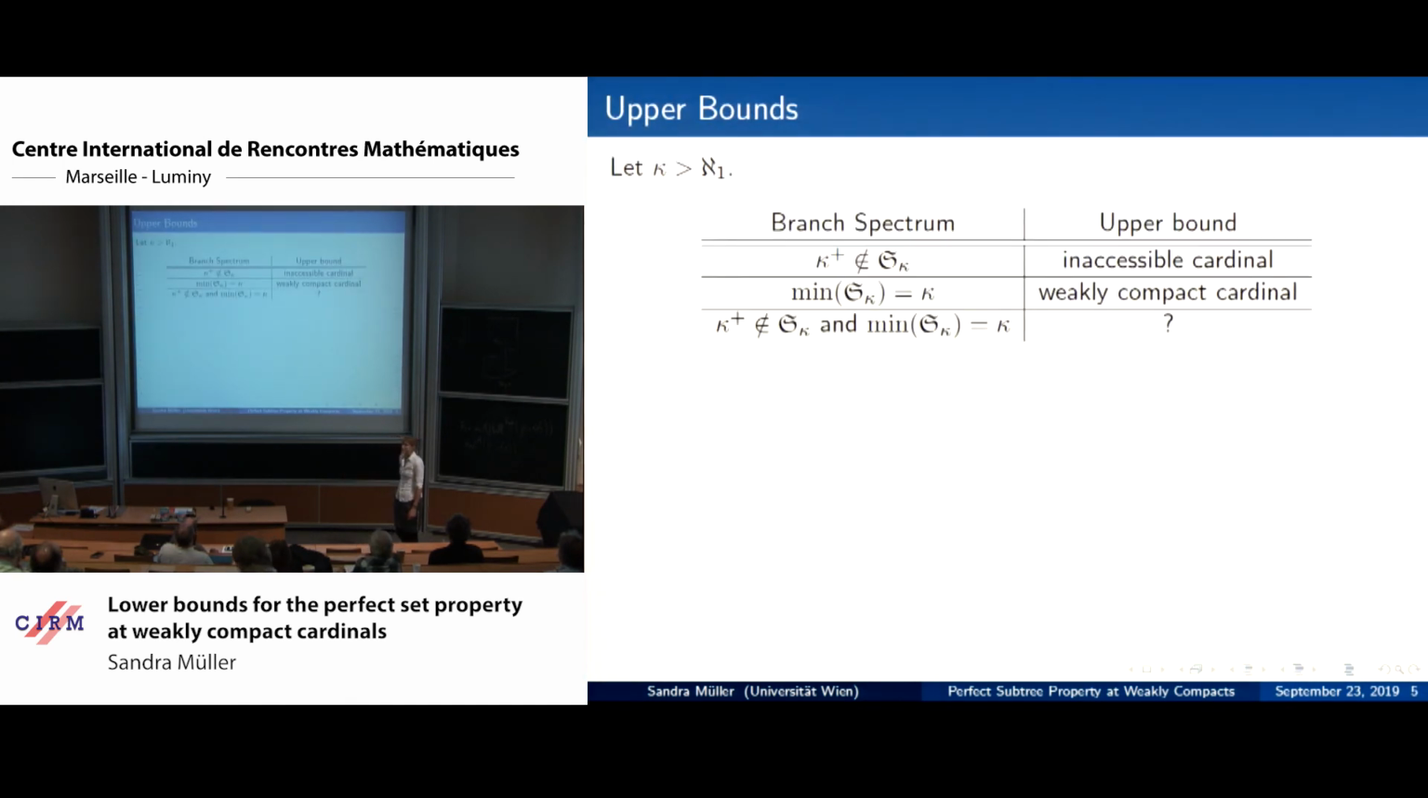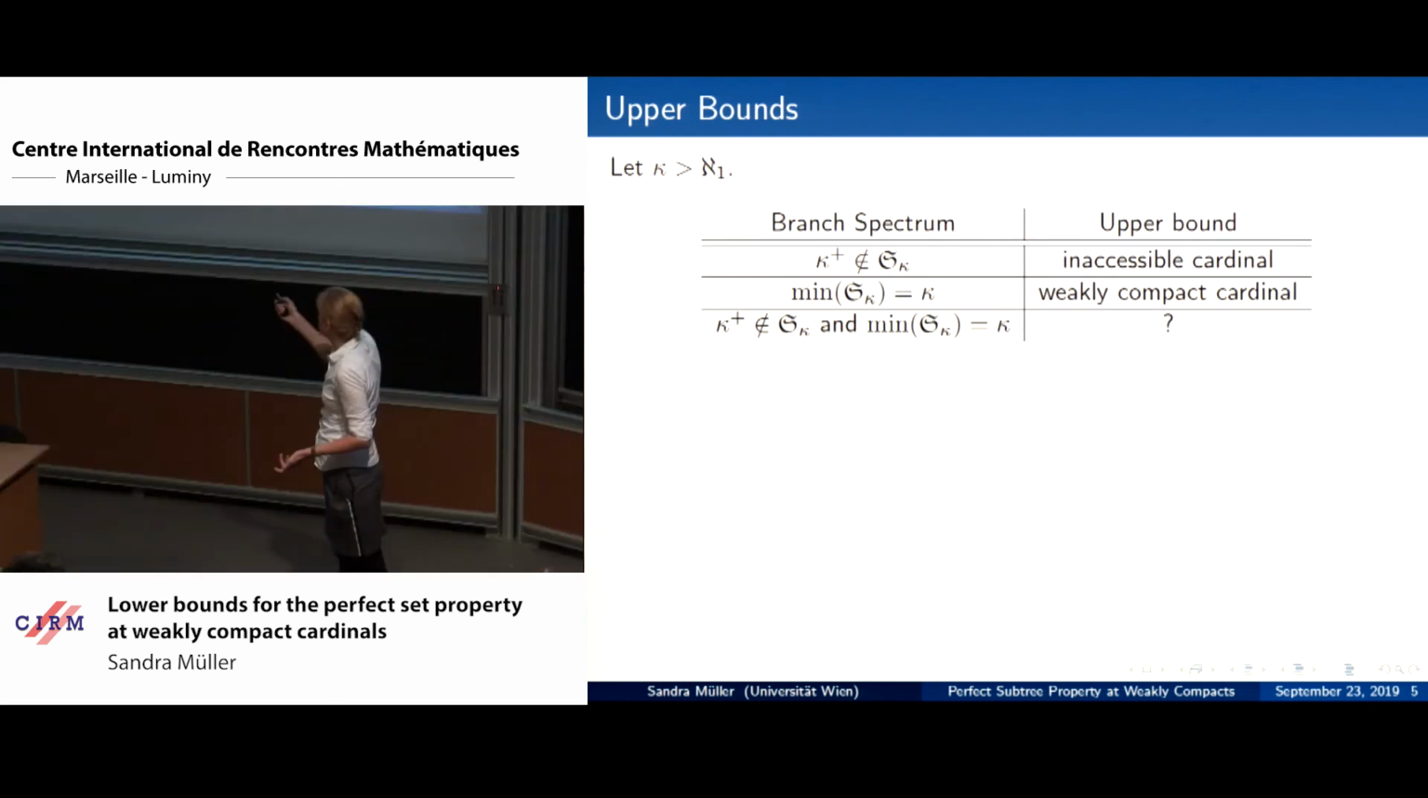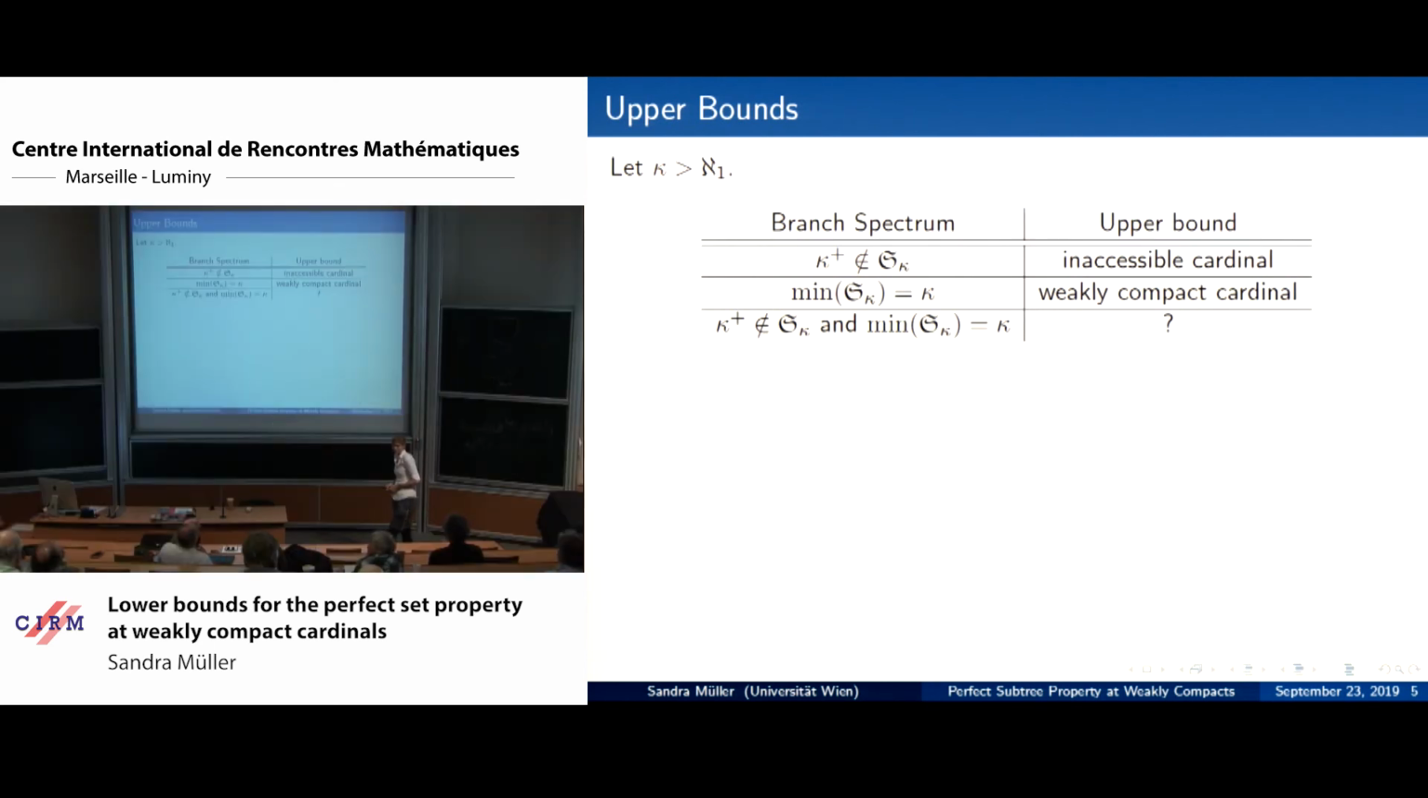There. So if you have an inaccessible, you can get that kappa plus is not in the branch spectrum by just Levy collapsing the inaccessible. But the problem is that you will lose the weak compactness of kappa. Or if you want to phrase it otherwise, what you lose is the fact that the minimum of the branch spectrum is equal to kappa. Oh, we could, yes, of course, because this follows from the tree property. Yes.